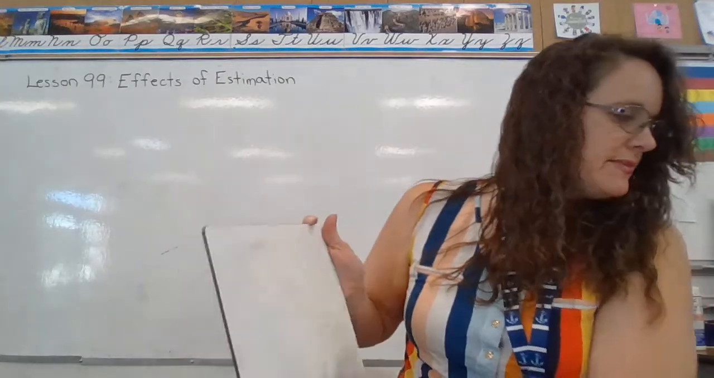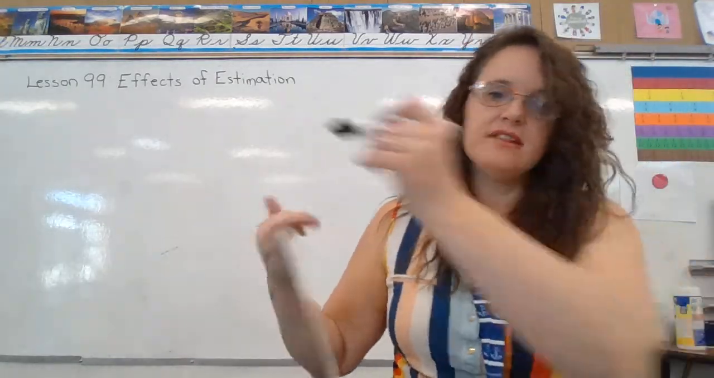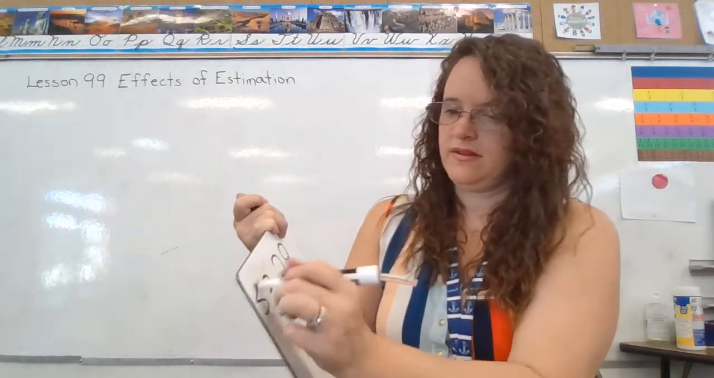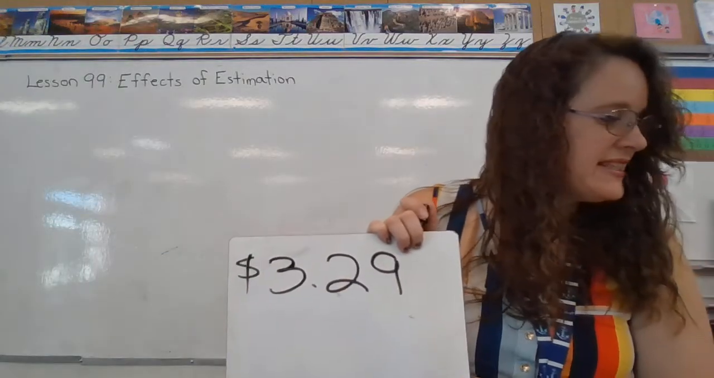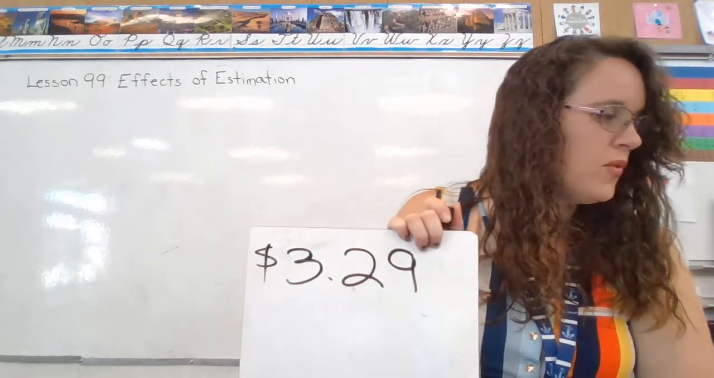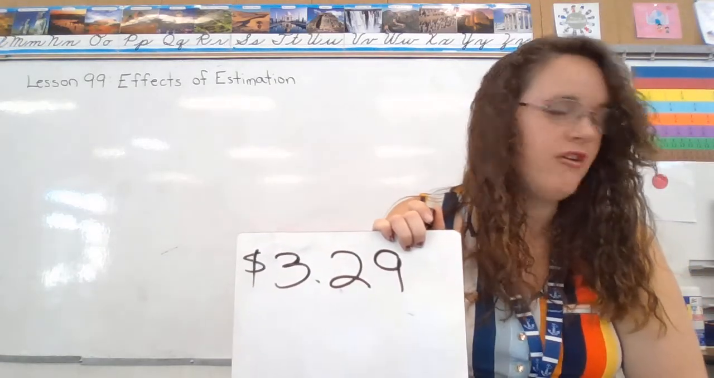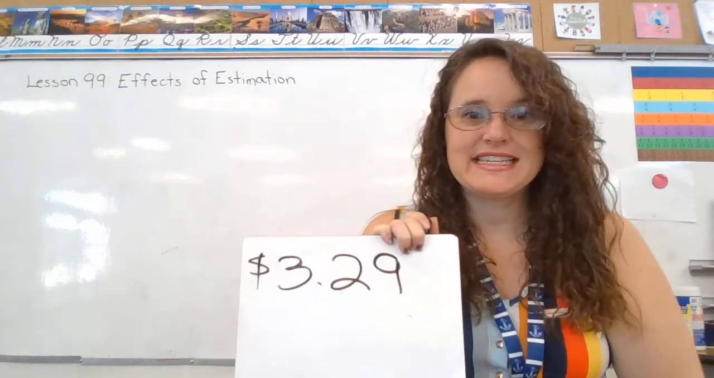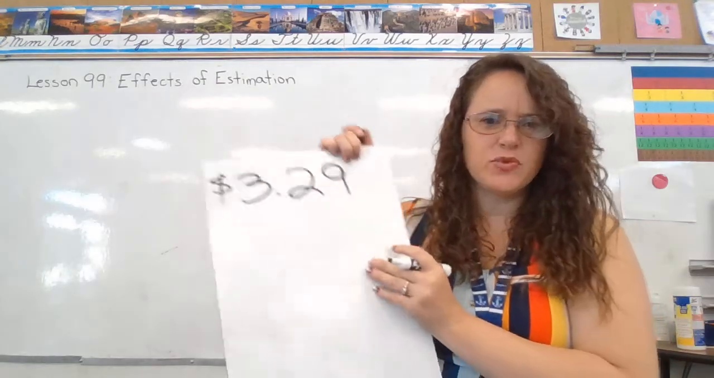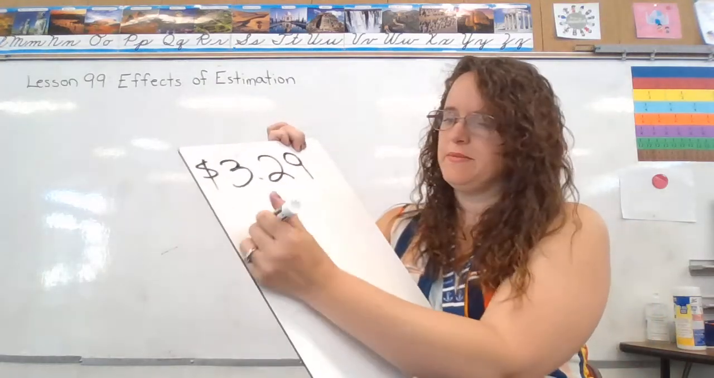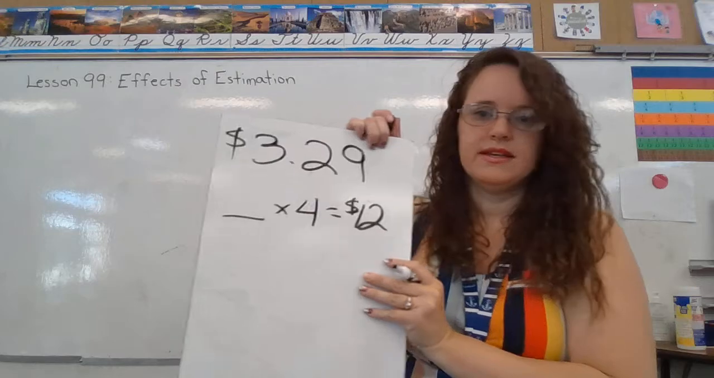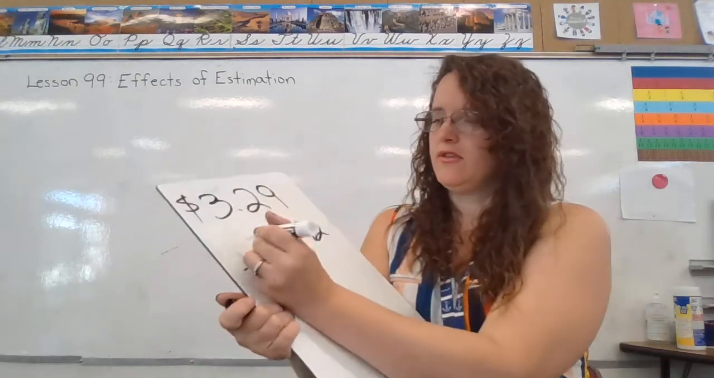Sam wants to buy 4 books for $3.29 each. He estimates that he will need $12 for the books. If Sam has $12, will he have enough money to buy all 4 books? And then it says, explain your answer. So, for Sam to get $12 if he's buying 4 books, what did he multiply times 4? What times 4 equals $12? $3.